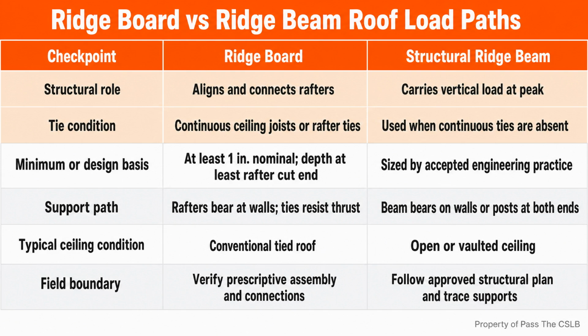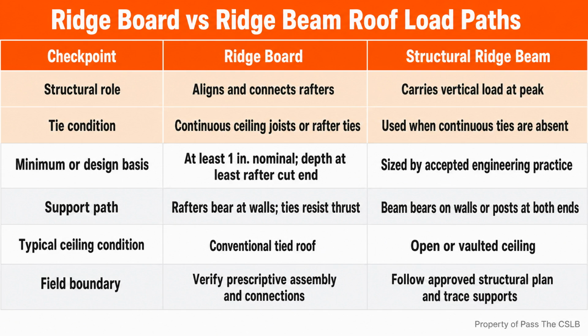With a tied roof, the lower tie controls outward thrust and the ridge board aligns the rafters. With a structural ridge beam, the peak carries vertical load to its end supports, and the rafters can bear between the ridge beam and the exterior walls without relying on a bottom tie to keep the walls together.